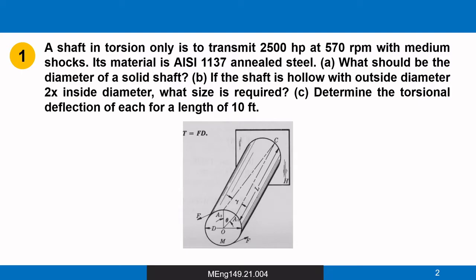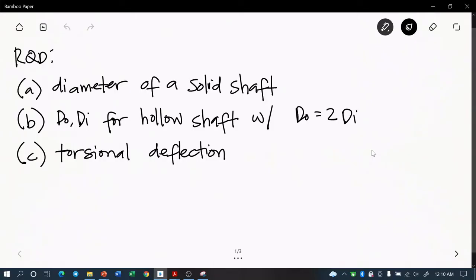In this problem, we have three requirements. First, we're going to determine the diameter if the shaft is solid. Second, if the shaft is hollow, given the ratio of the outside and inside diameter, what is the size? It refers to the outside and inside diameter. And the third is to solve the torsional deflection of each, referring to the solid and the hollow shaft, given a length of 10 feet.